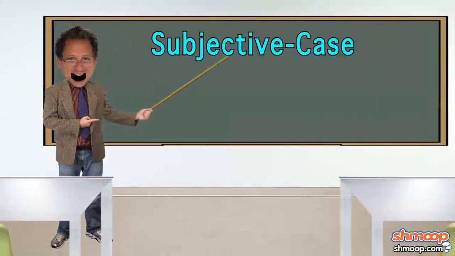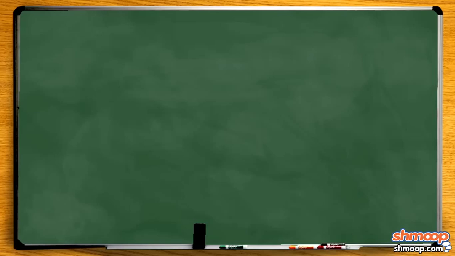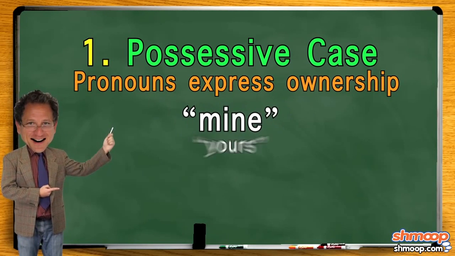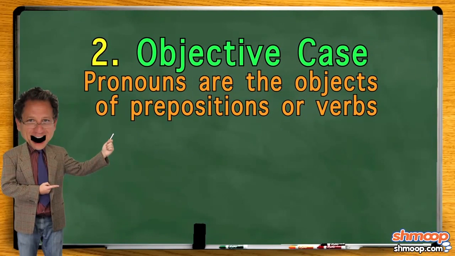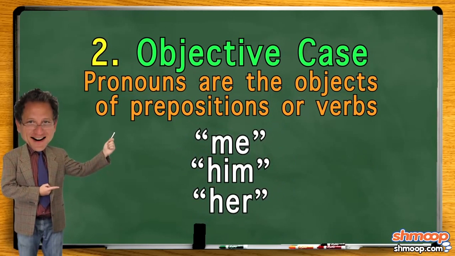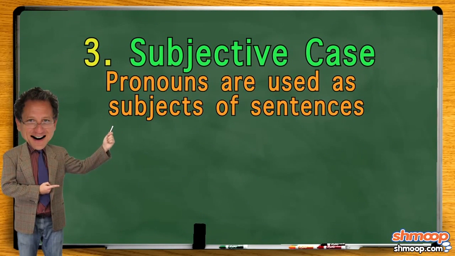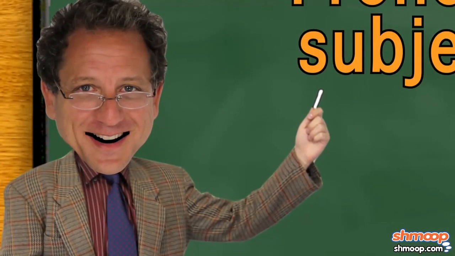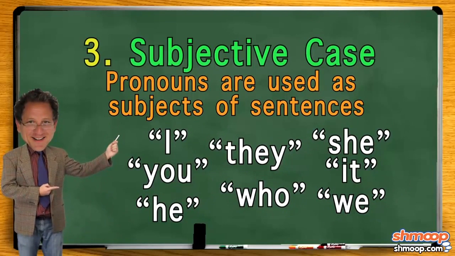As for the whole subjective case pronoun thing, well, there are three pronoun cases. The possessive case, where pronouns express ownership: mine, mine, mine, blah, blah, blah. The objective case, where pronouns are the objects of prepositions or verbs. Example, example, example. See, right there. And the subjective case, where pronouns are used as the subjects of sentences. Subjective case pronouns include I, you, he, she, it, we, they, and who.